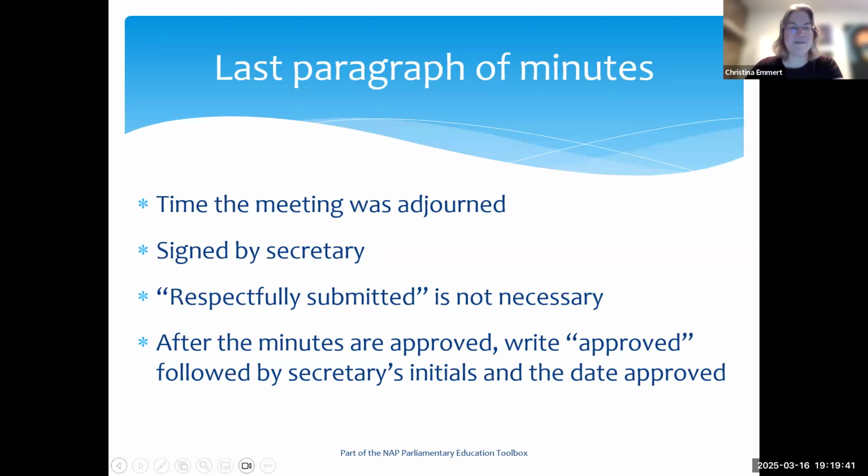Our last paragraph of the minutes: the time the meeting was adjourned, signed by the secretary. The term "respectfully submitted" or anything else like that is kind of an outdated term; just your name. And after the minutes are approved, write "approved," followed by the secretary's initials and the date approved. Usually what a lot of secretaries like to do is put a watermark across the minutes that says "draft" while they're still in draft. So when you send them out, members are clear that these have not been approved yet and that it is not an official record until they're approved.